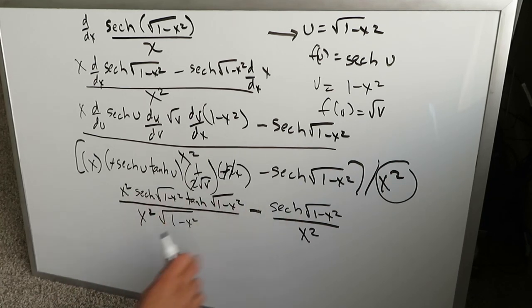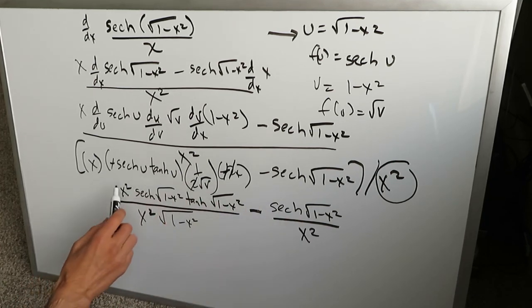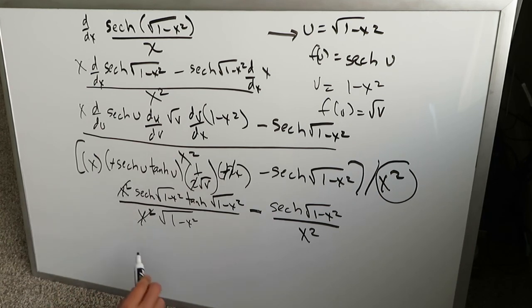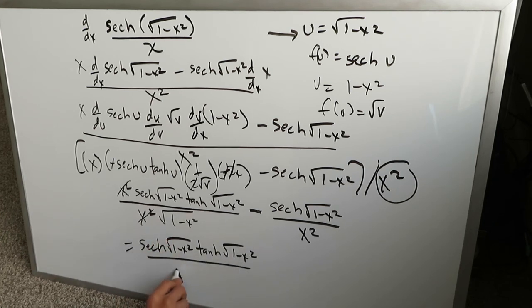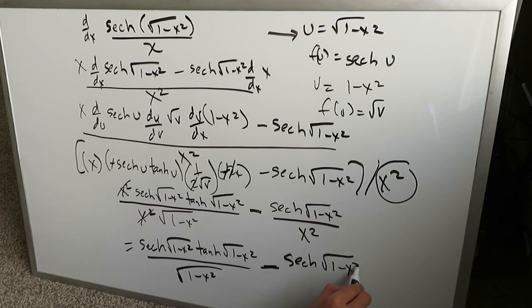This right here is very close to the final answer except for one thing. You have an x squared over here, you have an x squared over here, you can cancel them out and now write your final answer. Hyperbolic secant of 1 minus x squared multiplied by the hyperbolic tangent of 1 minus x squared divided by square root of 1 minus x squared, this minus right here, and then the hyperbolic secant of 1 minus x squared divided by x squared, which never cancelled out, which is fine. This right here is your final answer, and it's right, a good final answer and a good question.